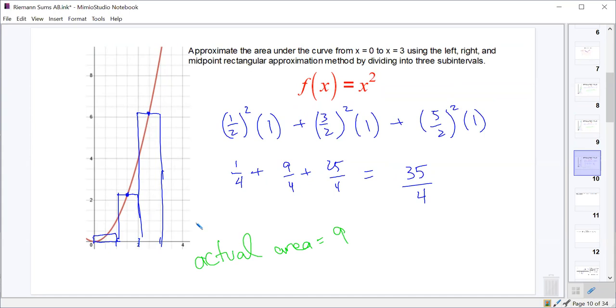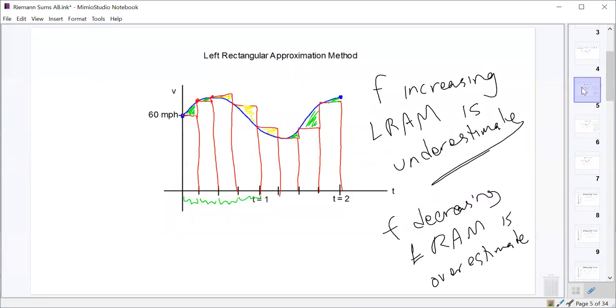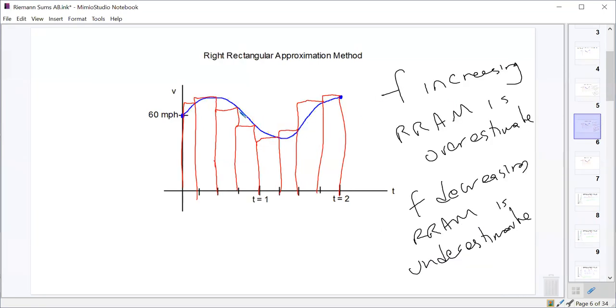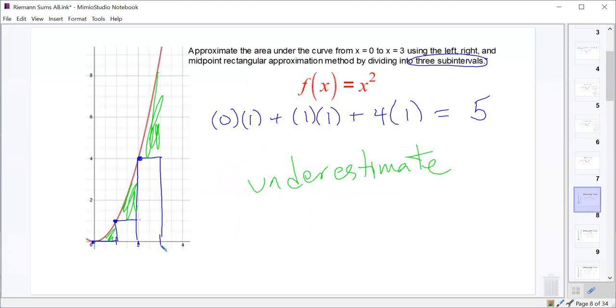Will this always be the case where left is always an underestimate and right is always an overestimate? Remember that the left is an underestimate if the function is increasing, but it's an overestimate if the function is decreasing. Same with the right: if it's increasing, it's over; if it's decreasing, it's under. So if, instead of from 0 to 3, I had said -3 to 0, then our function would be decreasing, and our left approximation would be an overestimate. Does that make sense?